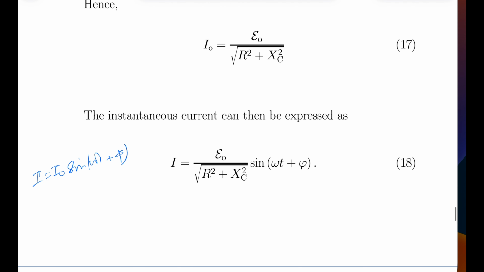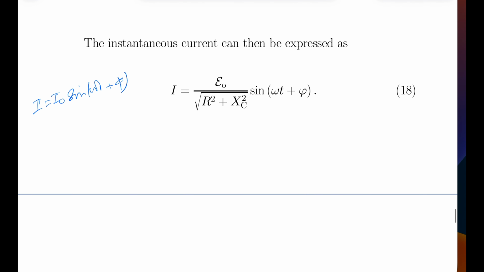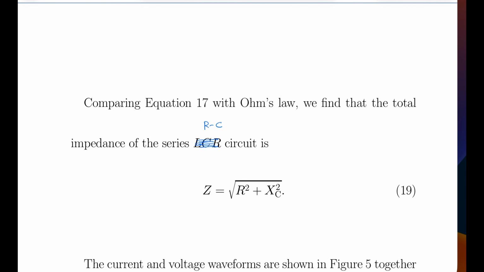We are now in a position to write the instantaneous value of current, which is given as I equal to I naught sine omega t plus phi. This we have seen earlier. So in this equation, put the value of I naught. So I equal to E naught upon root over R square plus XC square, sine omega t plus phi. Clear? So if you compare equation 17 with Ohm's law, we find that the total impedance of the series RC circuit is given by Z equal to root over R square plus XC square.